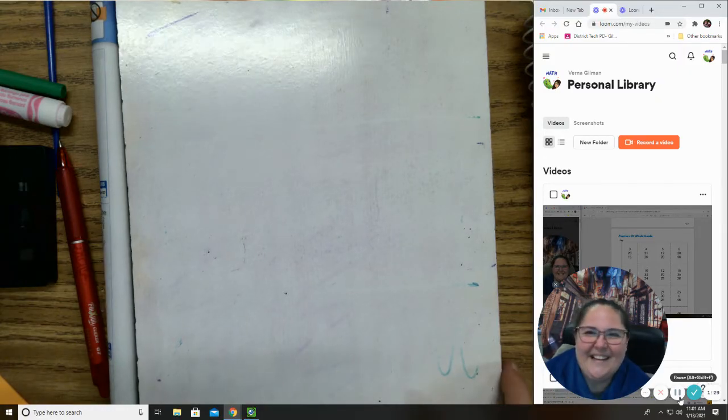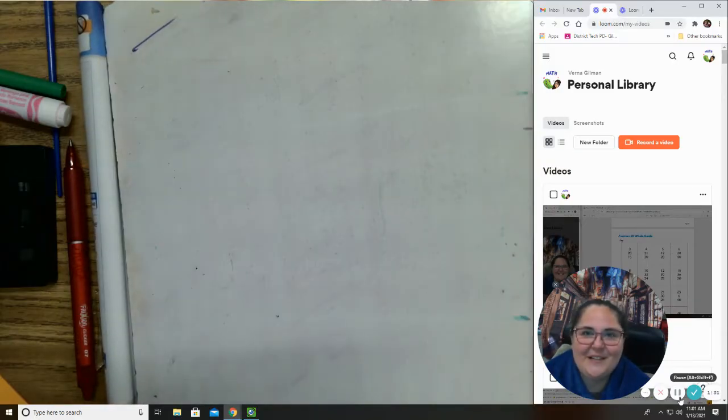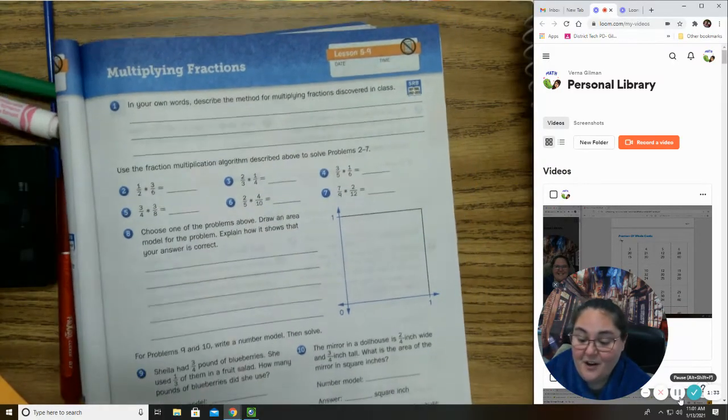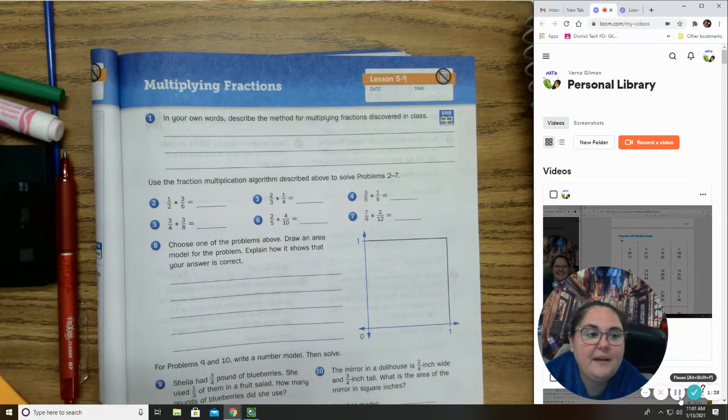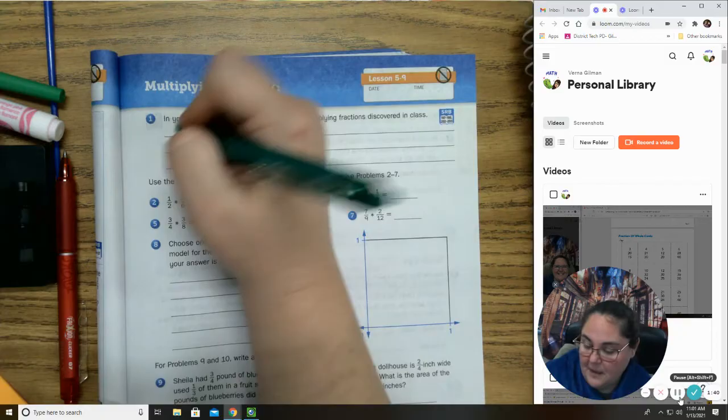Okay, here we go. We're going to work on our lesson with 5.9 today, and we're going to start by writing that in our own words. So in your own words, describe the method for multiplying fractions discovered in class.